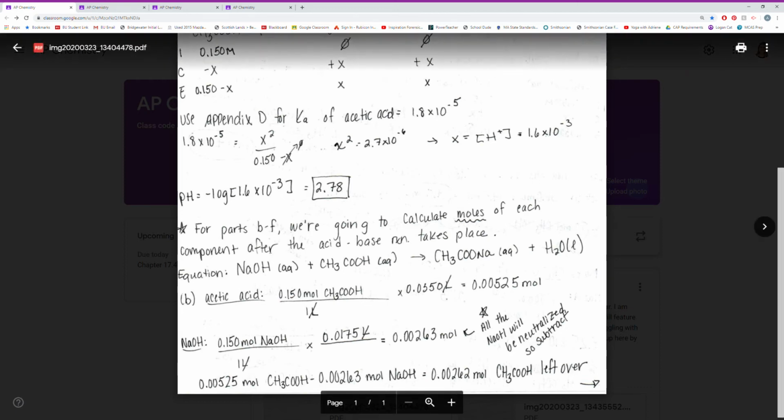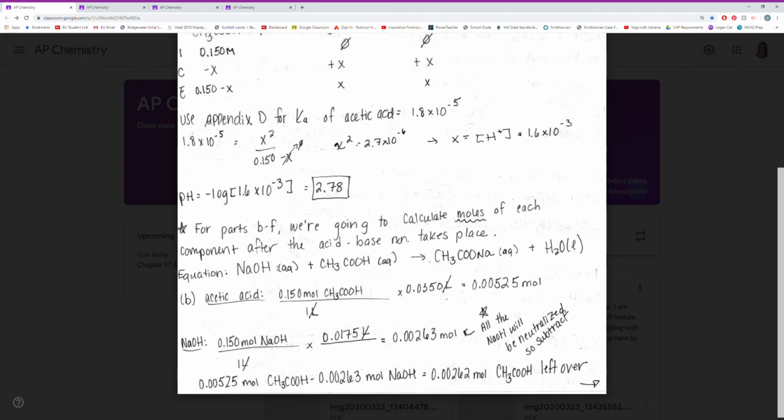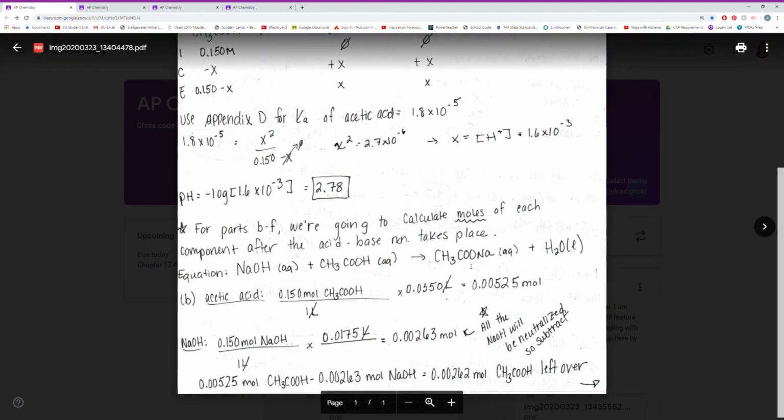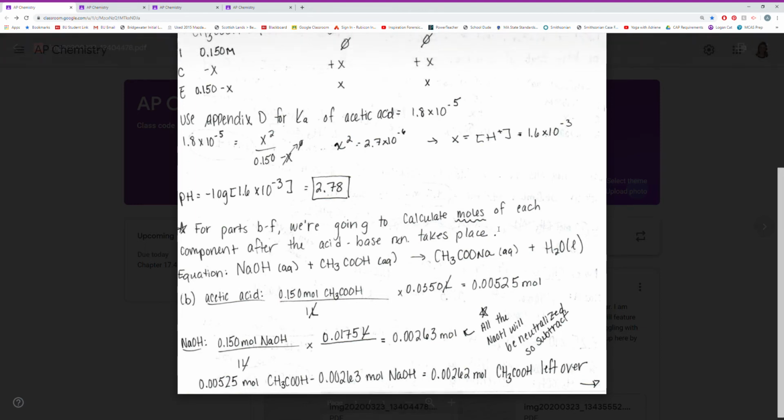And so I drew out for you here the neutralization reaction. So we have sodium hydroxide and acetic acid coming together to form a salt. In this case, it is sodium acetate and water. And you'll find with the neutralization reaction, there's always 2 things formed. It's always an ionic salt and water. So that's pretty standard.